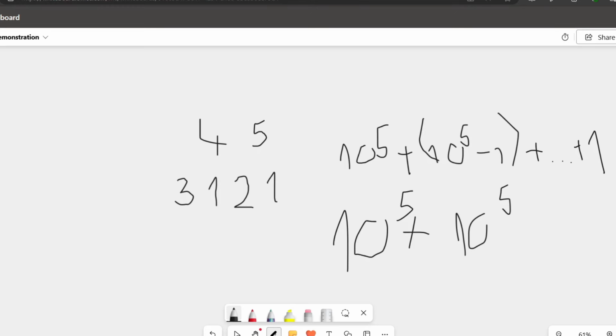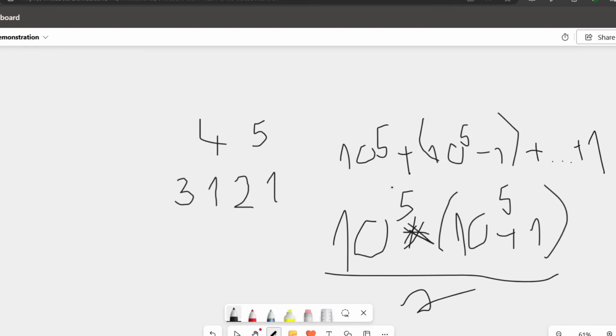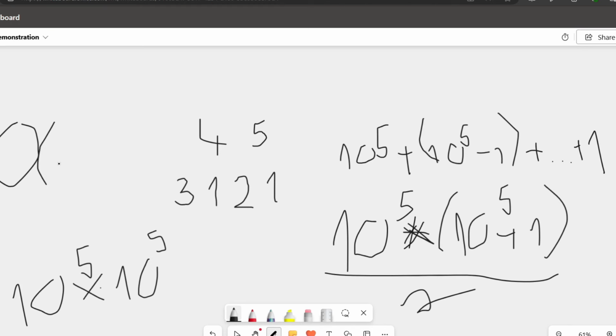So that would be 10 to the 5th times, imagine that this is a multiplication sign, 10 to the 5th plus 1, divided by 2. And this, in programming practice, would just be 10 to the 5th times 10 to the 5th, which gives us the O notation of n squared.